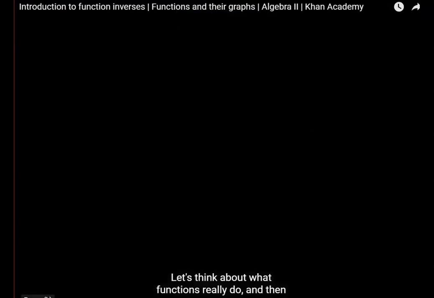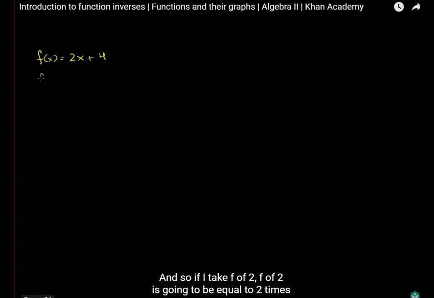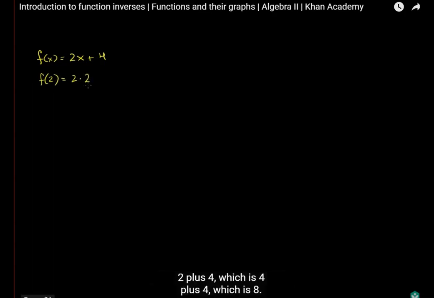Think about what functions really do. And then think about the idea of an inverse of a function. Let's start with a pretty straightforward function. Let's say f of x is equal to 2x plus 4. And so if I take f of 2, f of 2 is going to be equal to 2 times 2 plus 4, which is 4 plus 4, which is 8. I can take f of 3. F of 3, which is 2 times 3 plus 4, which is equal to 10.